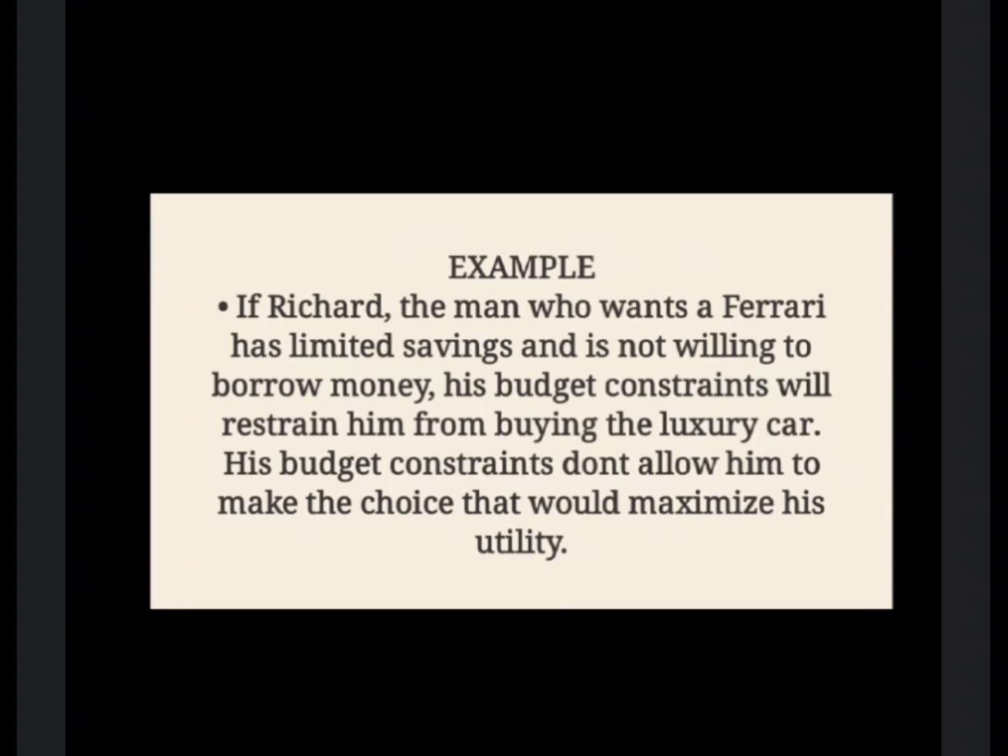Example, if Richard, the man who wants a Ferrari, has limited savings and is not willing to borrow money, his budget constraints will restrain him from buying a luxury car. His budget constraints don't allow him to make the choice that would maximize his utility.